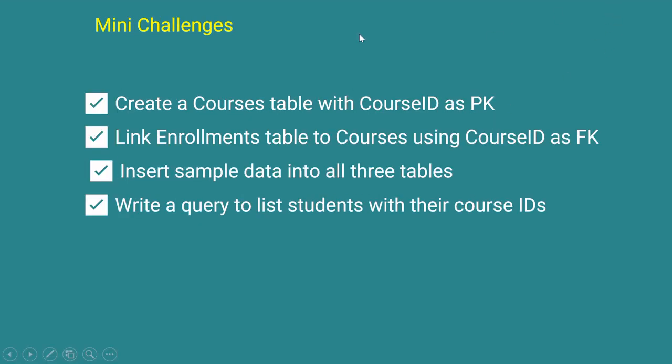Here are some mini challenges. Create a courses table, link it to enrollments, insert sample data, and write a query to list students with their course IDs. This will help you practice relationships.